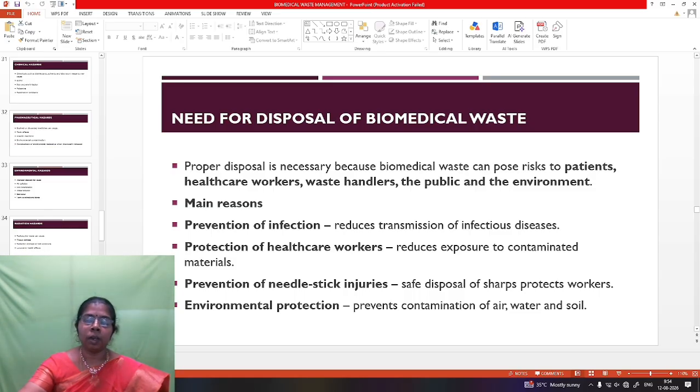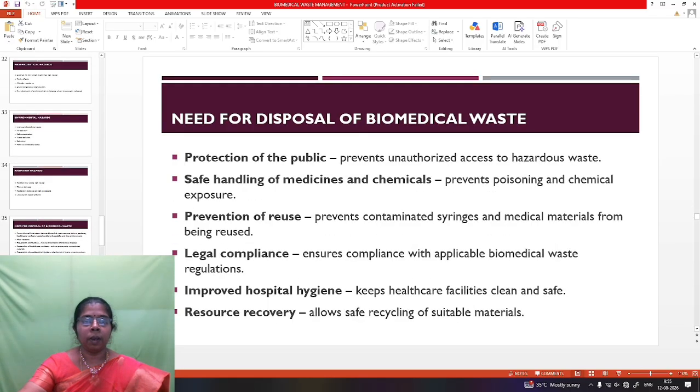Protection of healthcare workers, by reducing exposure to contaminated materials, and prevention of needle stick injuries, that is, safe disposal of sharps protects workers. Environmental protection means we can prevent contamination of air, water and soil. And protection of the public, because it is a very important thing. So it prevents unauthorized access to hazardous waste.